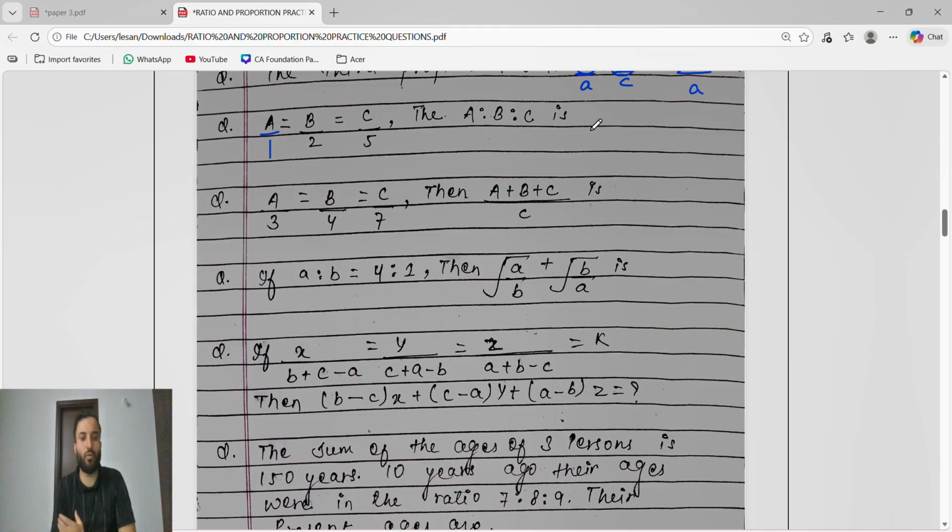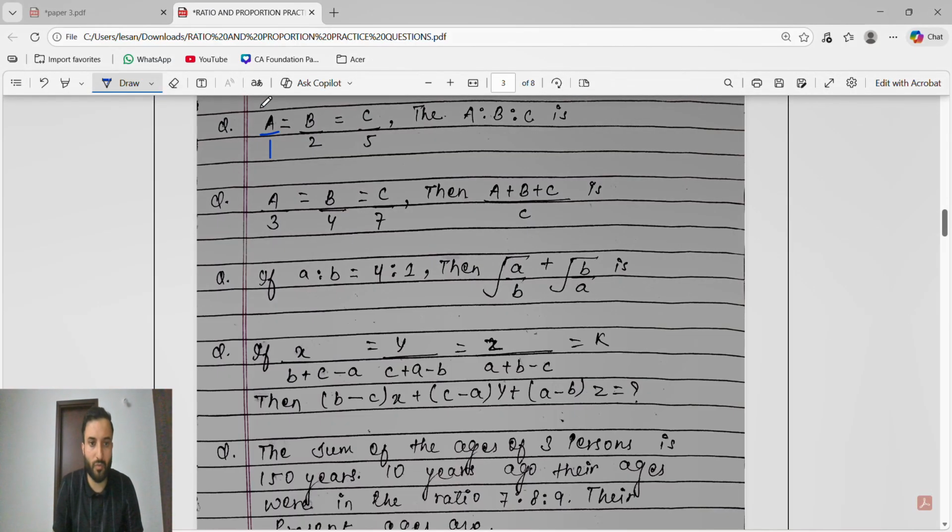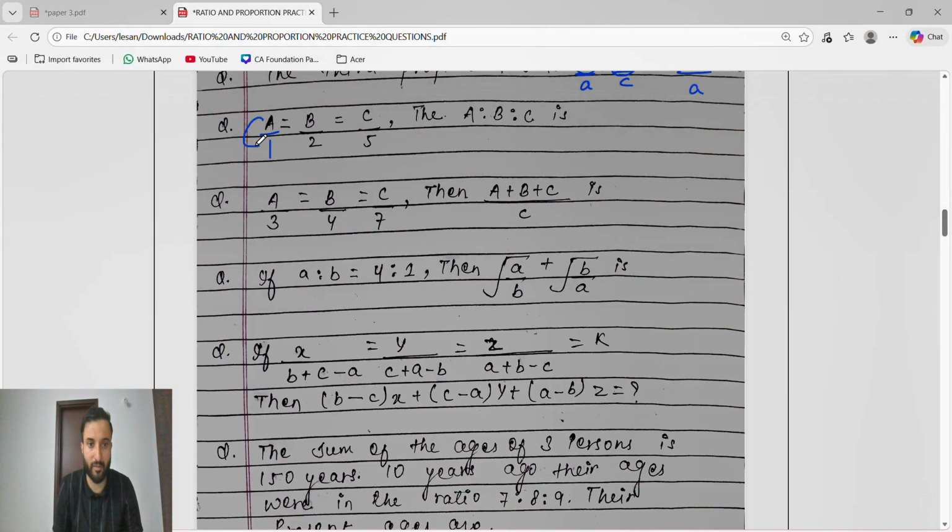Easy peasy question guys. We know that if the numerator is any variable and you have to find the value of that variable, then whatever the value is in the denominator, that will be the answer. If b by 2 is there, b is the variable. If you have to find the value of b, which is in the numerator, its value is present in the denominator. The same for a, and the same for c.